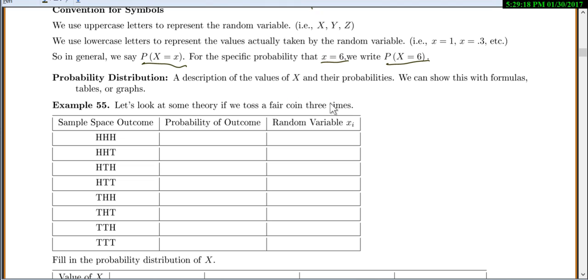If we were to toss a fair coin 3 times. So here again are all of my possible sample space outcomes, head, head, head, head, head, tail. What would be the probability of each one of these outcomes? Okay, so we'll go ahead and wait for someone to give us an answer here. What should these probabilities be?